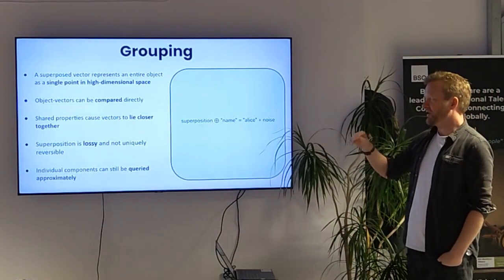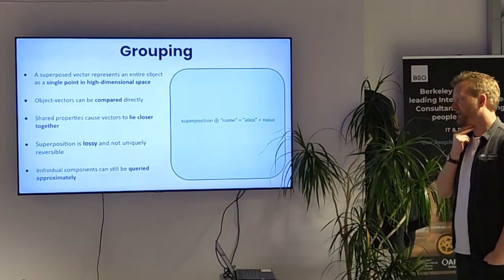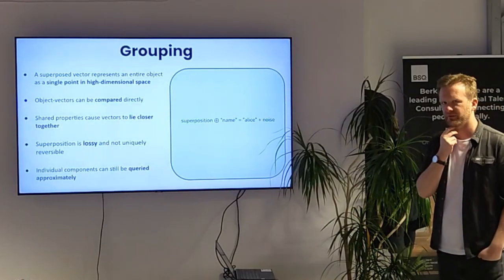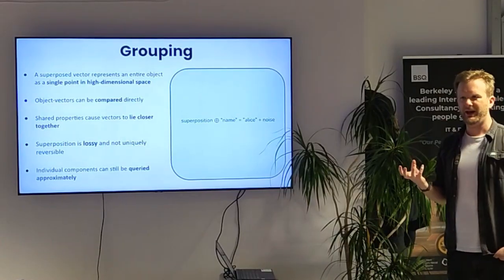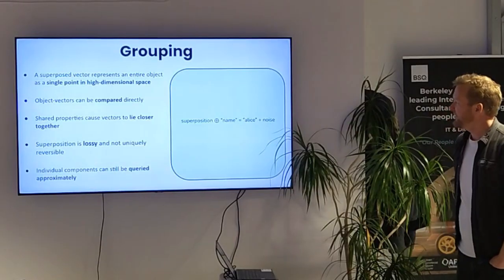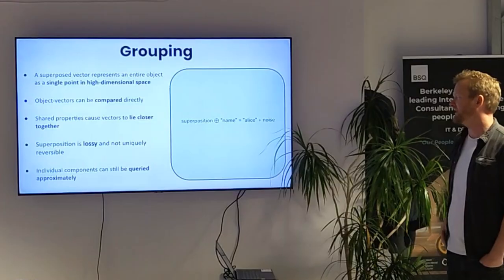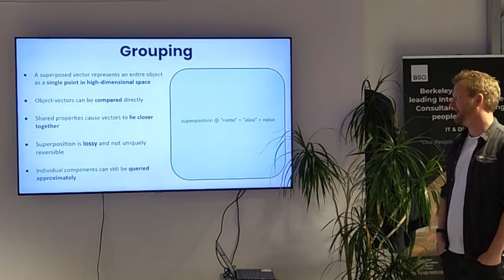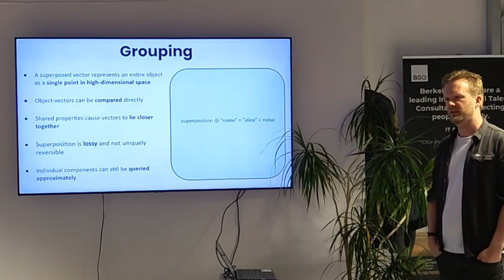As we said a minute ago, the superposition is lossy, so you can't uniquely reverse it, but you can still query the vector. So if I gave you the vector that represents Alice, who's a vet, who's 42, this object, and you wanted to know what's the value bound to name, i.e. what's Alice, then you can just do what you did before. You can take the vector, which is the superposition representing Alice, and exclusive OR it with name. And what you will get back is Alice plus noise.